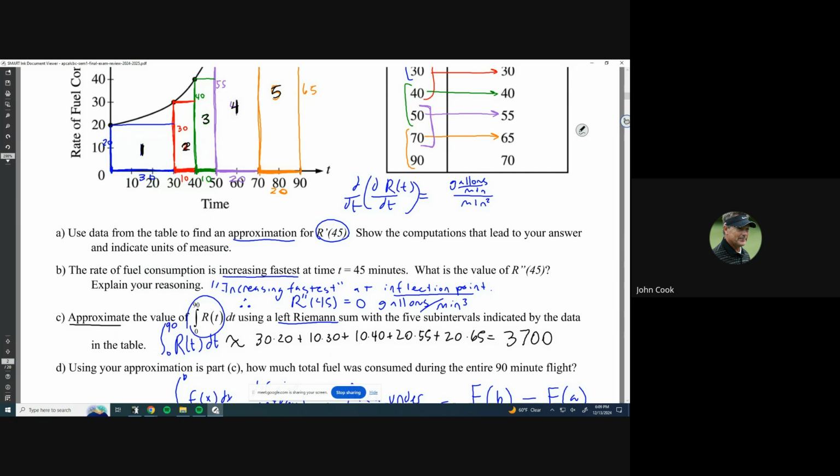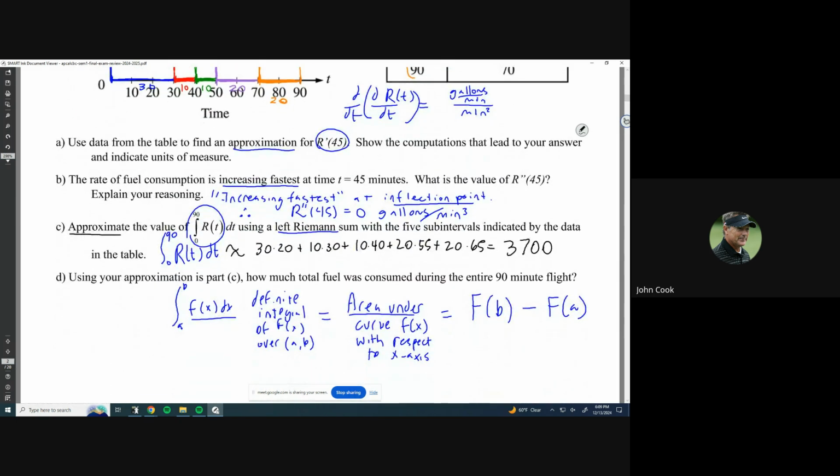Now, remember how we did the derivative? We can do the same thing here. If we just count up the units, so R of t is going to be gallons per minute. Now we're multiplying by dt, so we're going to multiply by minutes. Notice that the minutes cancel out, leaving us just with gallons.